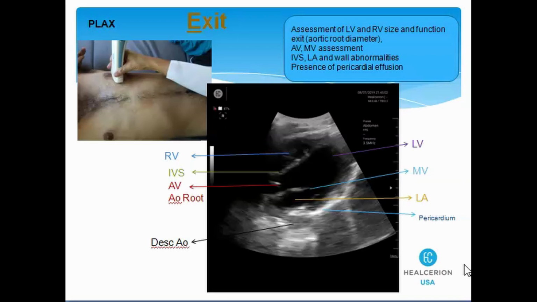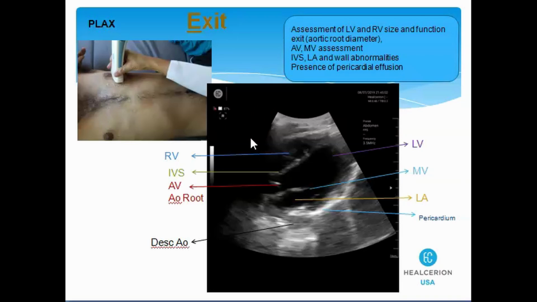So now we will talk about the exit, which is the left ventricular outflow tract. And for that we will place the transducer on the patient chest at the left sternal border. Put the transducer in a transverse plane, with your pointer indicating towards the patient right shoulder. So place the transducer at the left sternal border in the left third to fourth intercostal space, with the indicator towards the patient right shoulder.